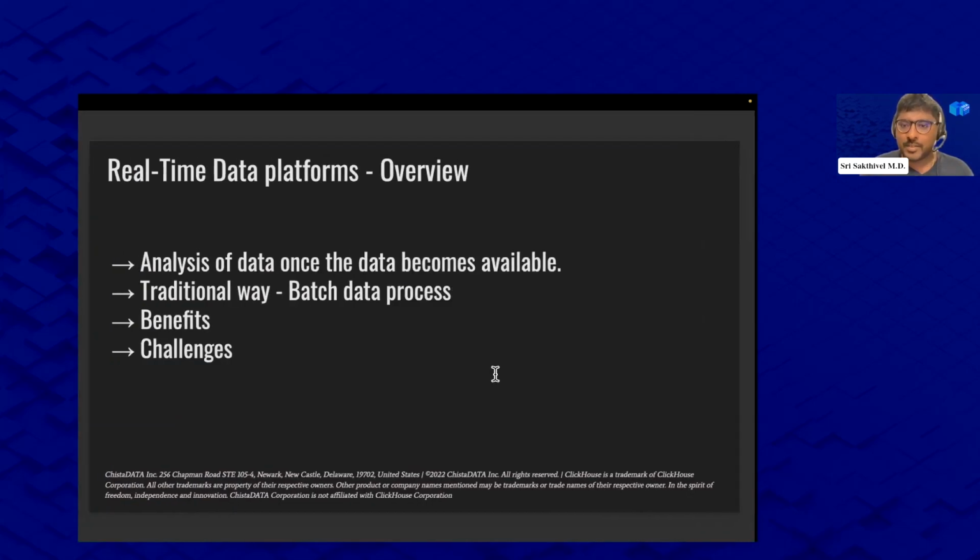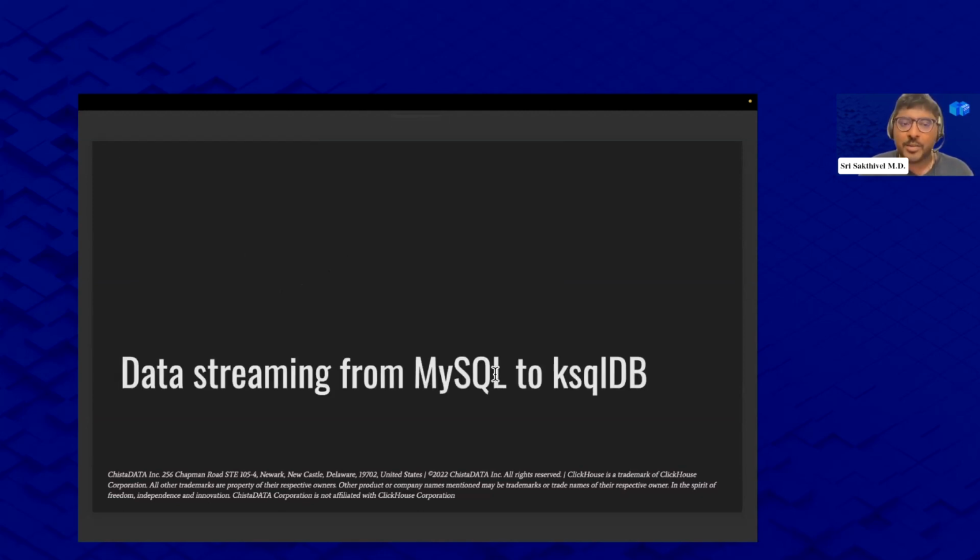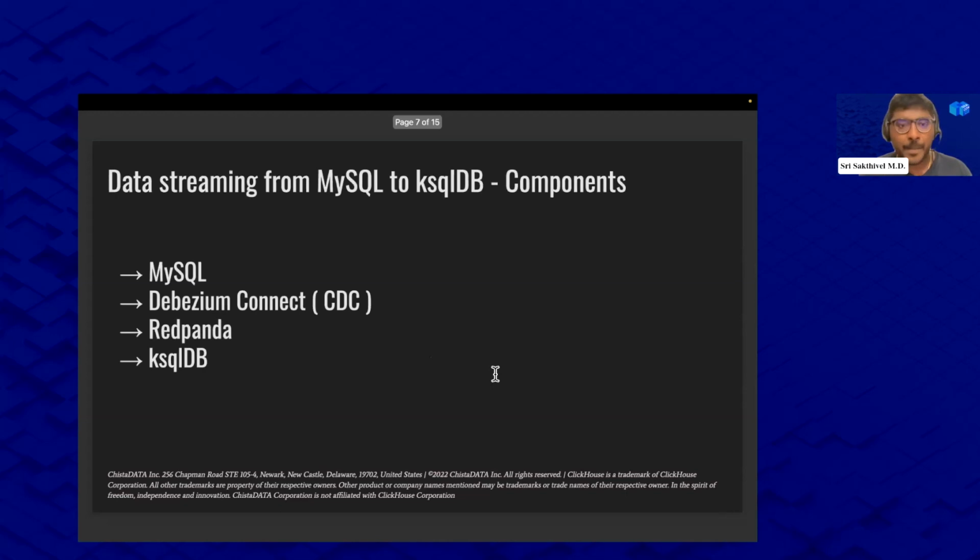Next, let's see how the data streaming is happening from MySQL to ksqlDB. These are the main components I am using in this architecture. MySQL, the famous open source database, and Debezium Connect, which is used for change data capture from the MySQL binlogs. And I'm using Redpanda, which is better compared to Kafka, because Redpanda is Zookeeper-free and JVM-free, and it is also comparatively faster than Kafka. And ksqlDB is the stream processing database, which we can manage completely with SQL.